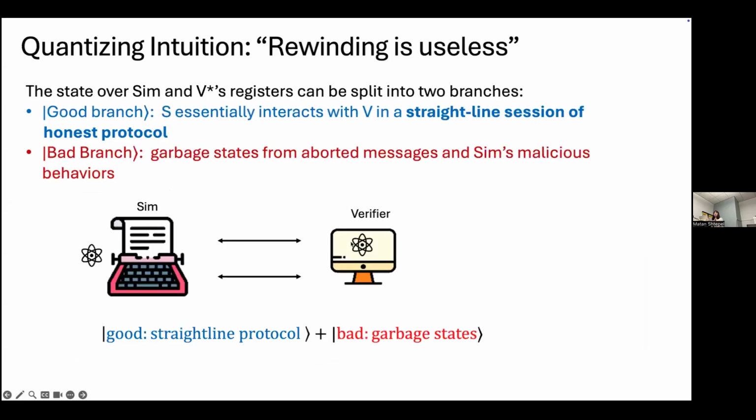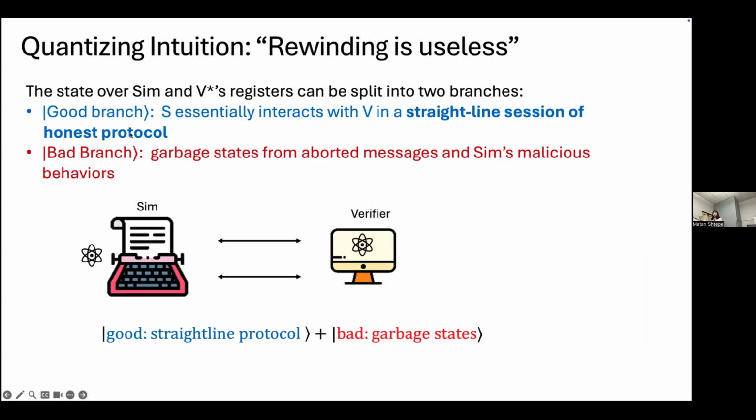And how do we realize that in the quantum setting? We quantize this intuition by actually looking at the interaction state of the simulator and the verifier. We're going to see that there's a good branch of the quantum state. I'm putting a bracket on it because this branch can consist of many different quantum states, but it's going to be something we call good. It's going to satisfy a certain property. In this good branch, the simulator would essentially interact with the verifier in a straight line fashion. As we mentioned, this is what we need to make the entire proof go through.